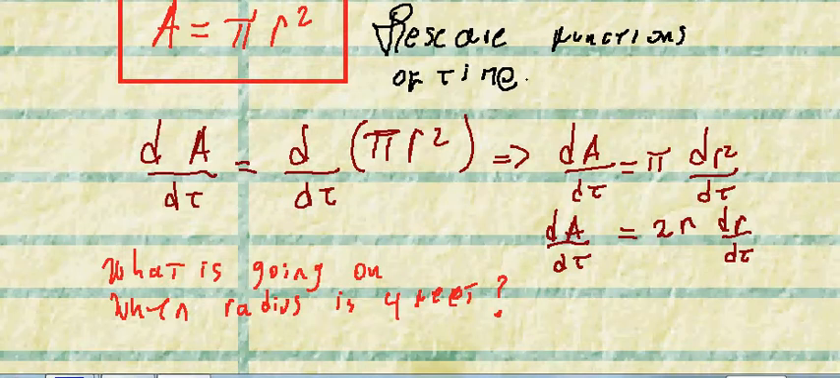So they want to know, at what rate is the area of the disturbed water changing? So they want to know dA/dt when r is equal to 4 feet. Let's insert this information that we have here. We know that r is equal to 4 feet. So we have dA/dt is equal to 2 times 4 feet.